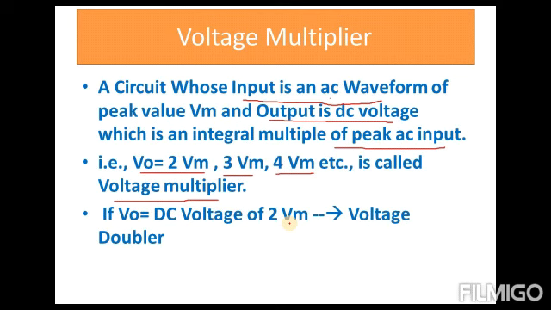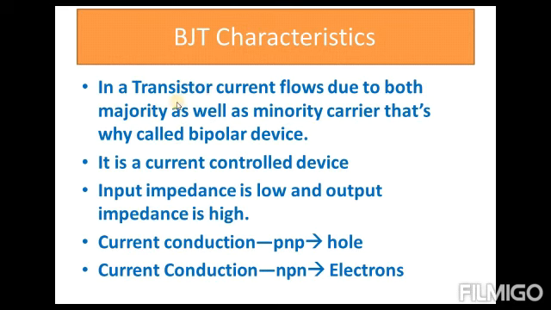Then BJT characteristics. In a transistor, current flows due to both majority as well as minority carriers. That's why we call it a bipolar device. What does BJT stand for? Bipolar junction transistor. Transistor current conduction is due to both majority and minority carriers, that's why we call it a bipolar device. BJT is a current controlled device.